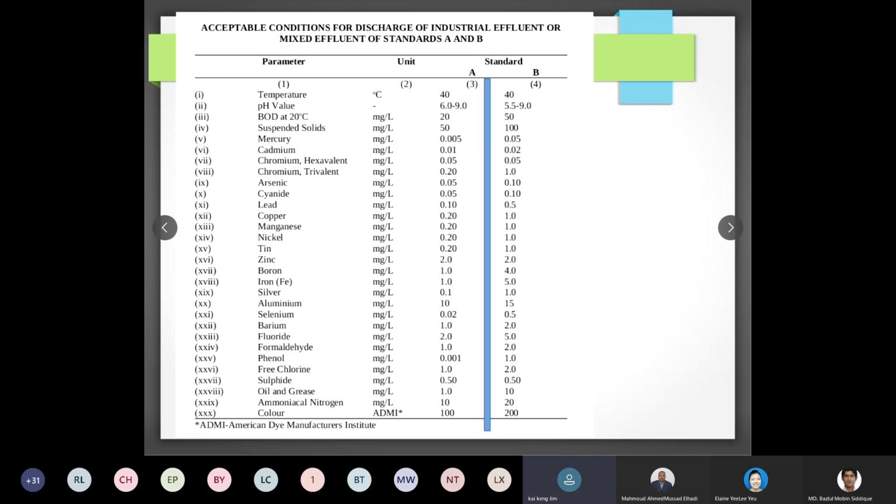Why is there standard A and standard B? Allow me if I make a mistake. Standard A is because there's a water intake, so you have to make sure the water is very good, so that for the water intake for any process, it won't give a lot of impact. So standard A is actually much more stringent. Standard B is near the seashore, where there's no more water intake for certain applications. So there's certain standard A and standard B.